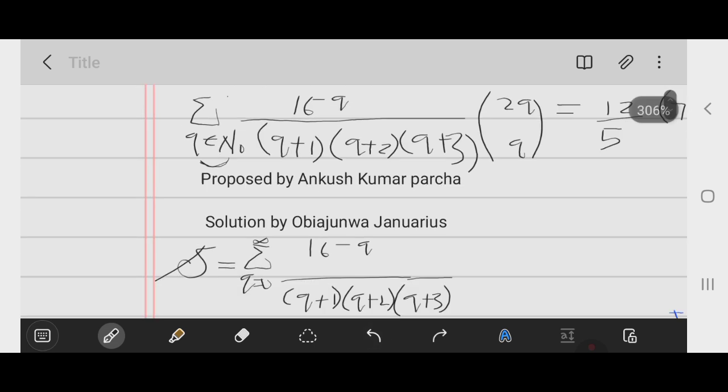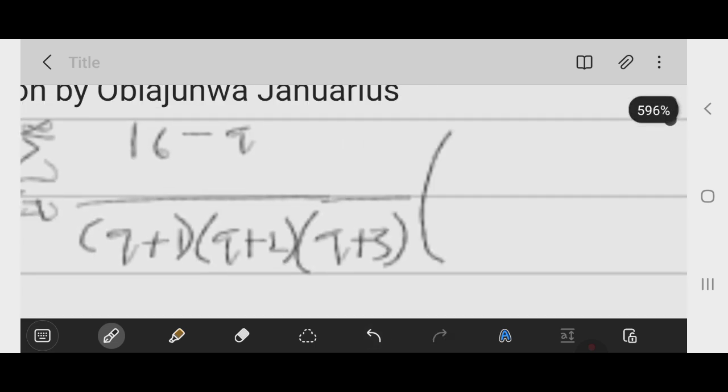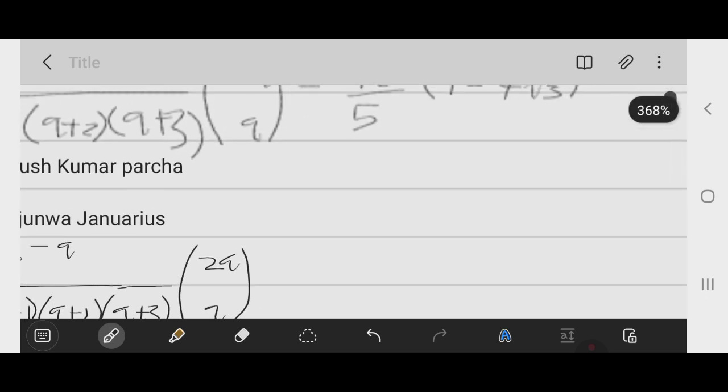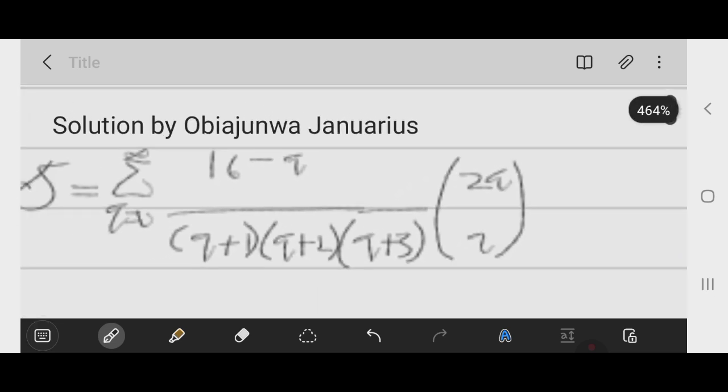Then next we have the binomial 2Q and Q. So the question says it is equal to this. So let's get to work.